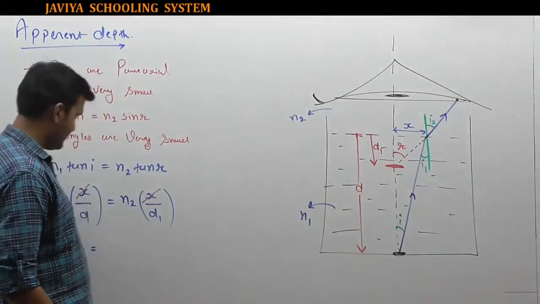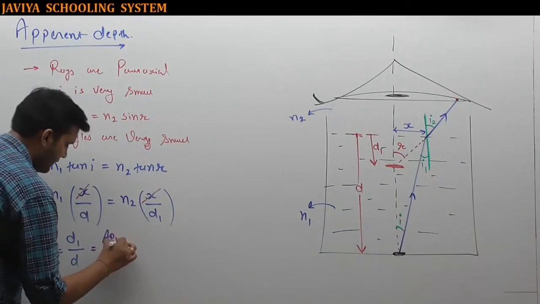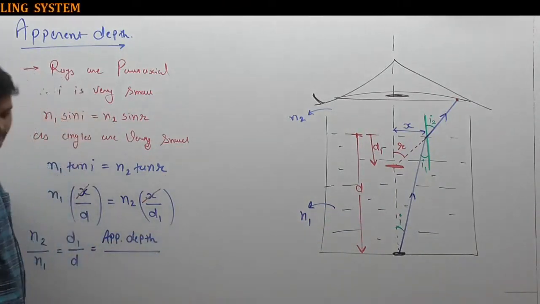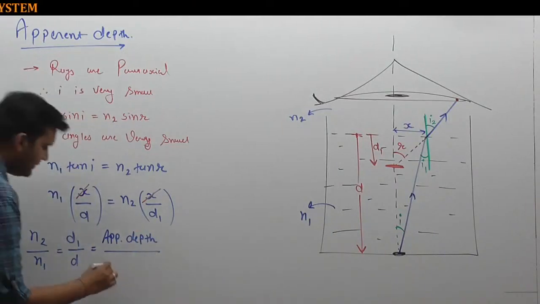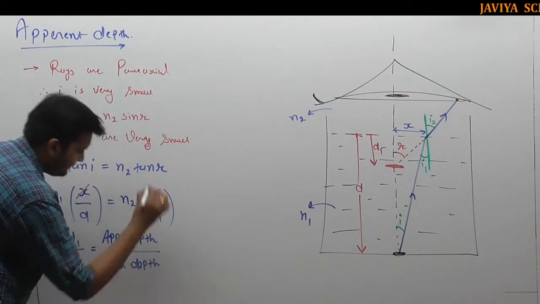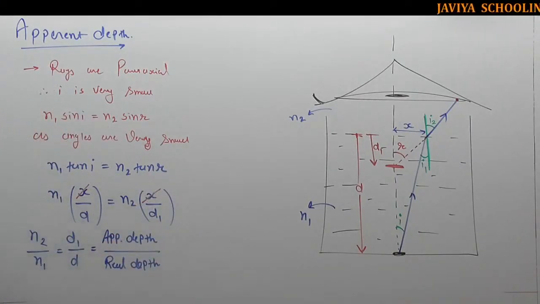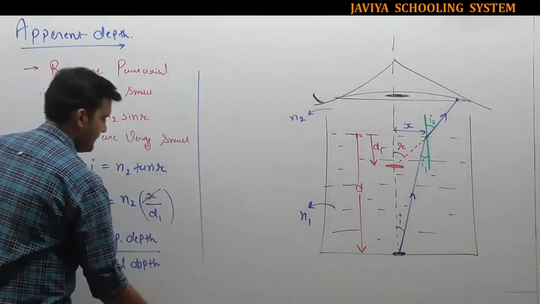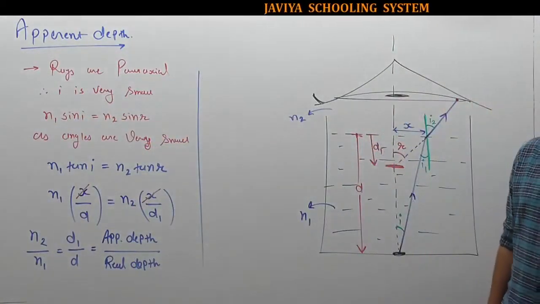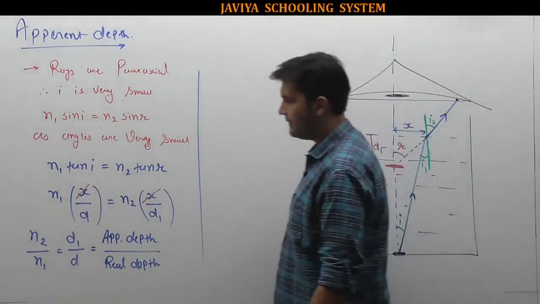It appears to us that the object is there. So that is nothing but apparent depth upon d. What is d? That is real depth, or original depth. Anyone with any problem? Yes or no? Clear? So this is the basic concept.